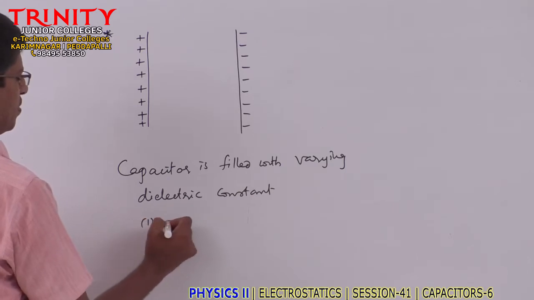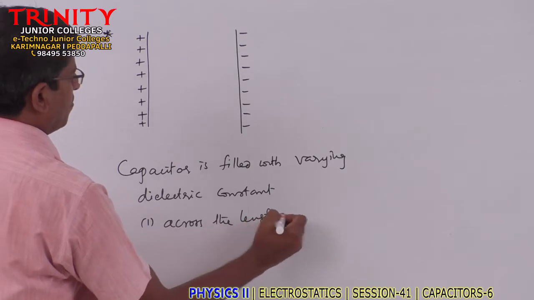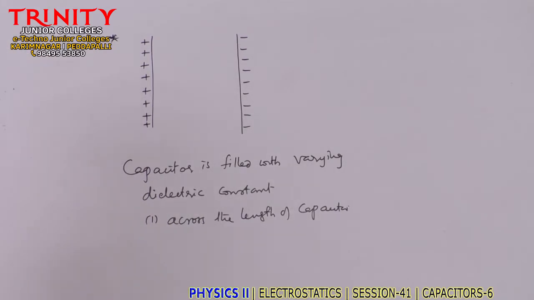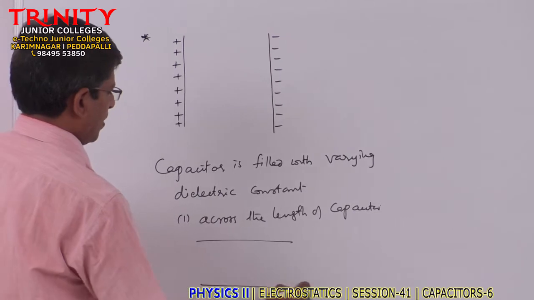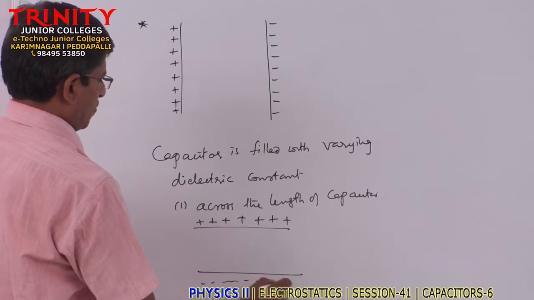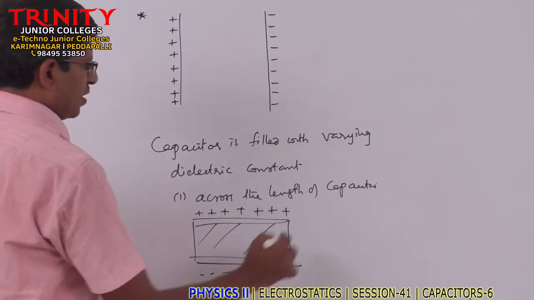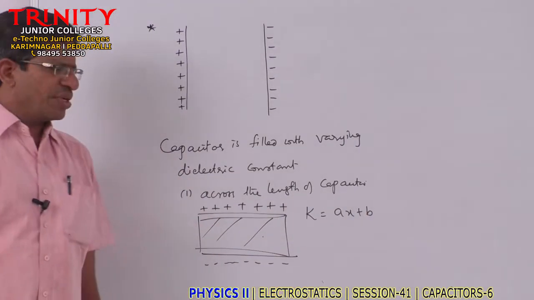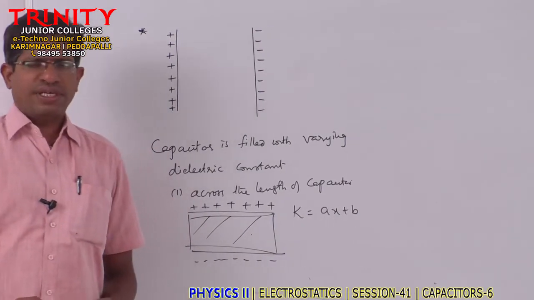Yesterday we did across the length of the capacitor. That means we assumed the capacitor plates like this, and a dielectric material is placed between them. The dielectric constant is given by Ax plus B. This is what we assumed actually. There may be other functions also possible. For example, I have taken K equal to Ax plus B.